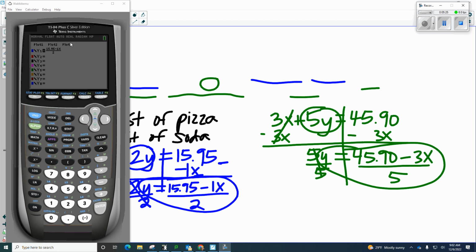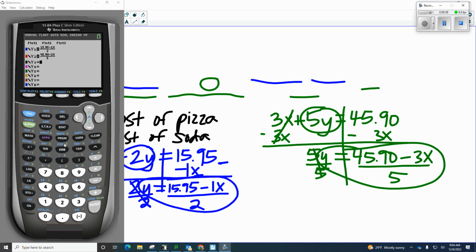Okay, so I put the first one in and then I thought I should talk about how to put this equation into the calculator. So remember, to get a fraction, you have to press alpha y equals enter, and then you get your little fraction bar, and I'm going to put the second one in, 45.90 minus 3x, all divided by 5. Okay, so take a minute and make sure that you have both of those equations in the calculator before you continue.